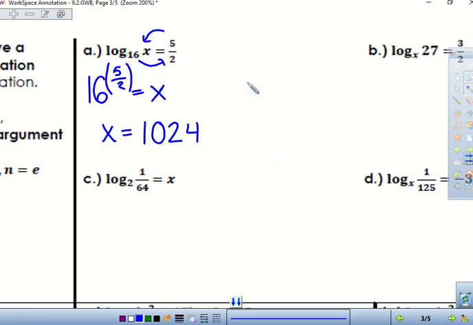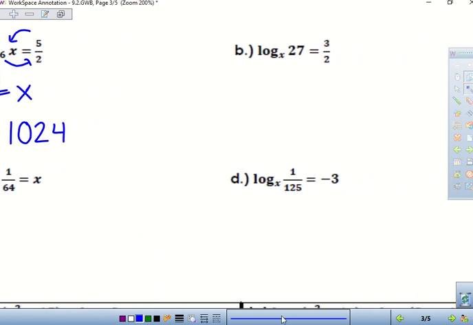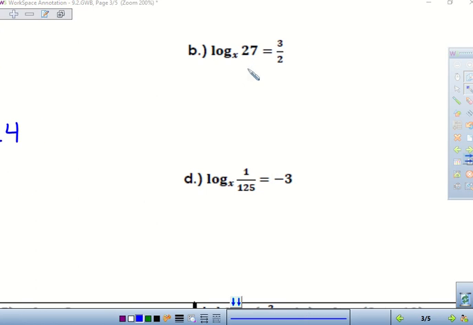Additionally, a few other things to mention here. If you wanted to verify that you did this correctly, you could just plug it back into the equation. All right, so the next one, how could we rewrite this in exponential form? x to the power of 3 over 2 is equal to 27.